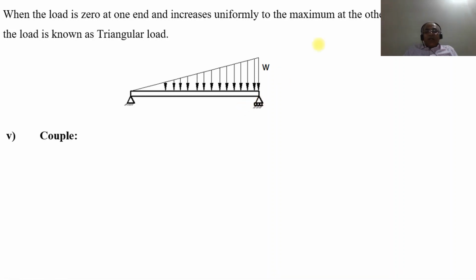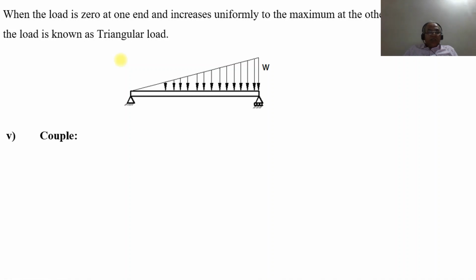It can be in the other direction also. That means you can have the load at this point as 0 and the load will be maximum at this point. This is also valid. That means 0 at the right end and the intensity of loading at the left end will be the maximum of w, so that you form the triangular load.